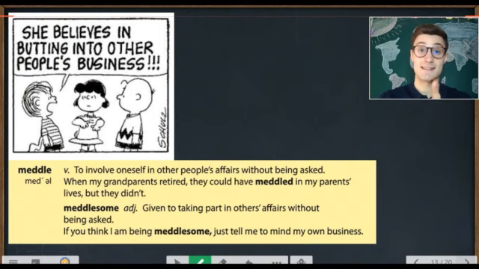Next, it's meddle. Great. To meddle is to involve oneself in other people's affairs without being asked. When my grandparents retired, they could have meddled in my parents' lives, but they didn't.